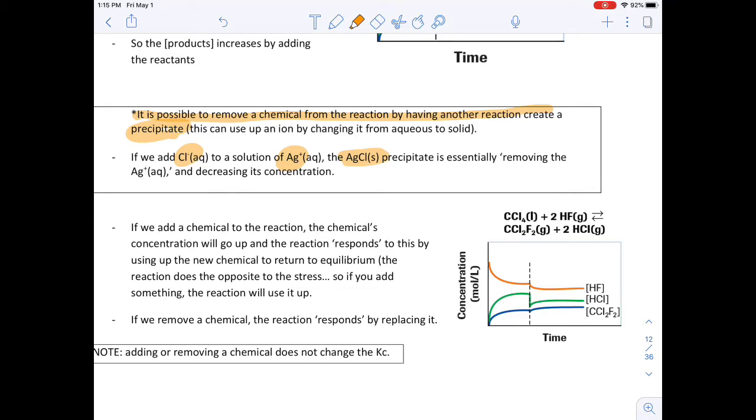So in this question, or in this example that we've got here, it says if we add a chemical to the reaction, the chemical's concentration will go up, and the reaction responds to this by using up the new chemical to return to equilibrium. The reaction does the opposite to the stress. So if you add something, it will use it up. If we remove a chemical, the reaction responds by replacing it.